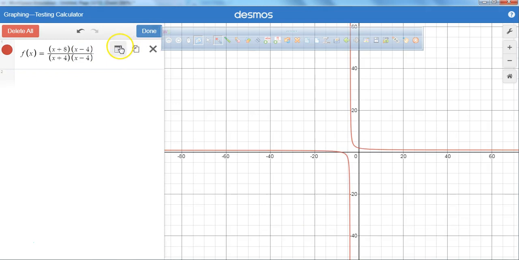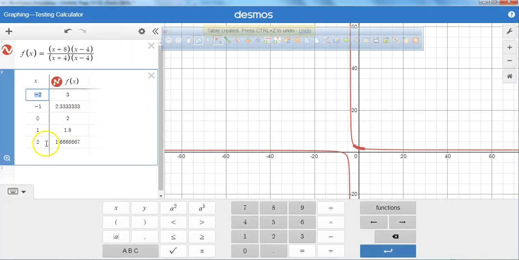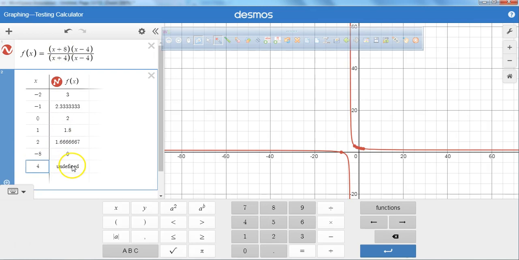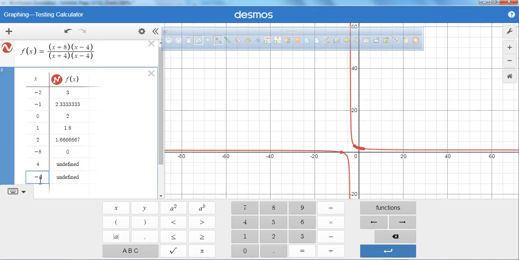When we look at the table, it will help you kind of know where different things are. So if I type in a -8, you clearly see that -8 is a 0. If I type in a 4, you're going to see it as undefined. If I type in a -4, you're also going to see it as undefined. So it's not going to tell you whether it's a hole or whether it's an asymptote. This is where you have to know the rules.